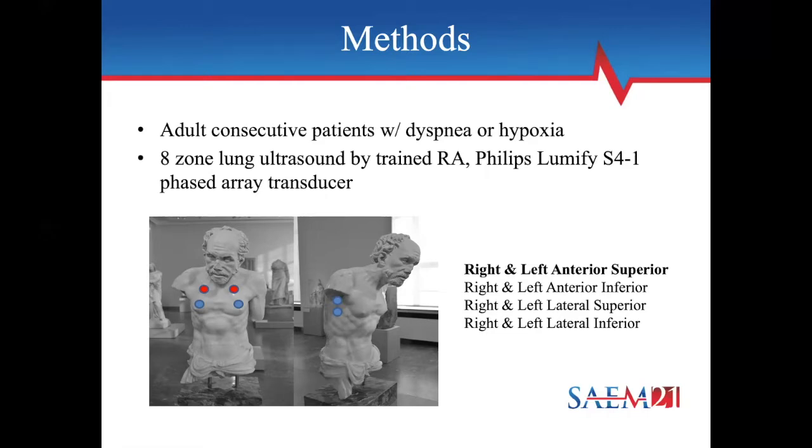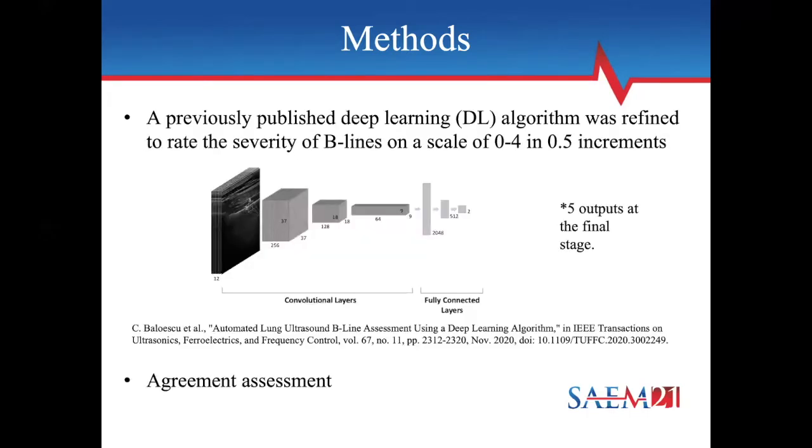obtained daily. A previously published deep learning algorithm was refined to rate the severity of B-lines on a scale of 0 to 4 in 0.5 increments. The original algorithm had rated them in 1 increments. Clips were rated as 0 if no B-lines were visible, 1 if there was an occasional B-line but the clip was thought to be clinically normal, 2 if the clip was abnormal but had relatively few B-lines, so on and so forth, with 4 at the most severe end of the spectrum. Half-point ratings were utilized when the rater felt that the quantity of B-lines fell somewhere in between the categories.